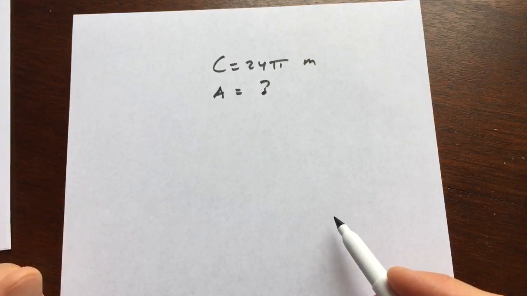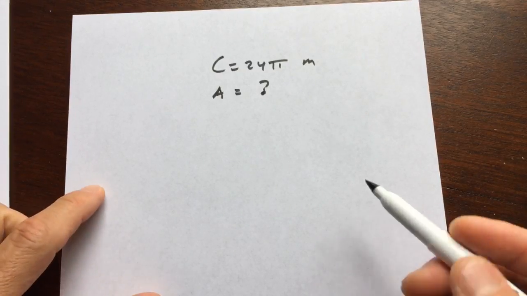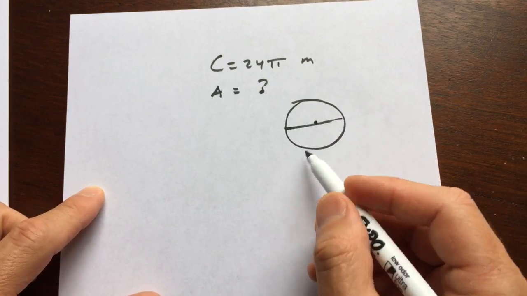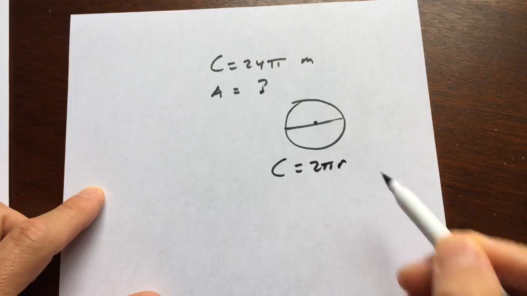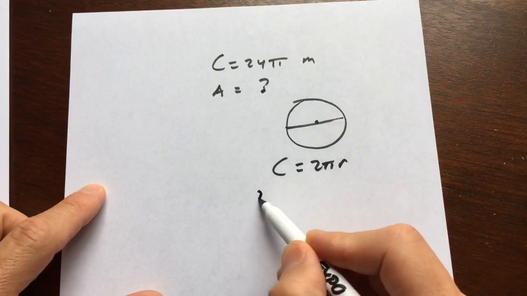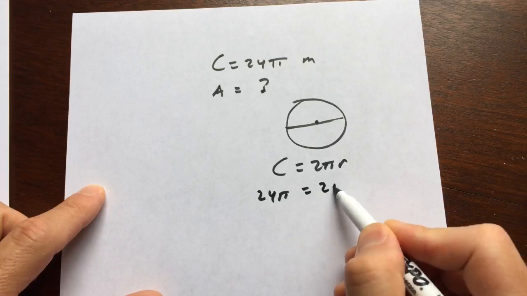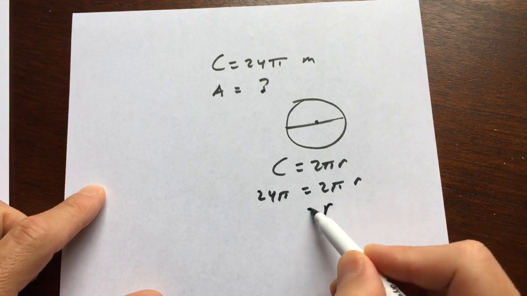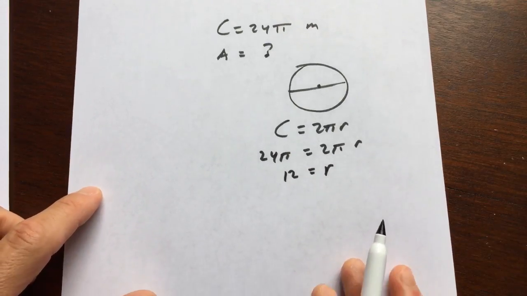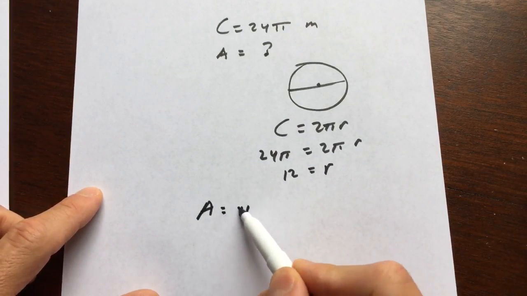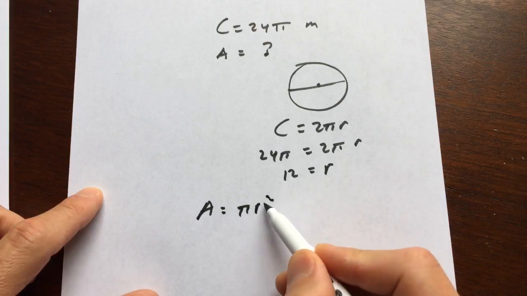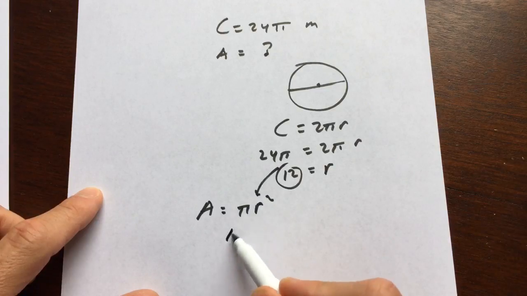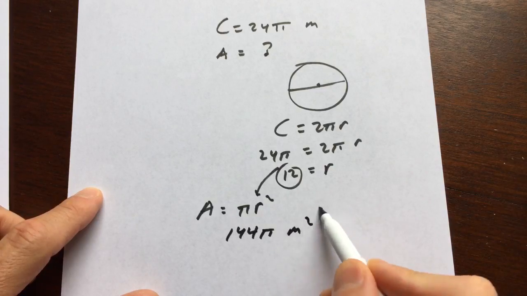Okay, Bob says 144 pi. Is he right? Well, I always like to draw a diagram. What's the formula for circumference? 2 pi r, right? Now if you just substitute and divide by 2, that means the radius is 12. Very good. And what's the formula for the area of a circle? Pi r squared. So all you have to do is put that 12 in for the radius, square it, times pi. So it's going to be 144 pi meters squared.